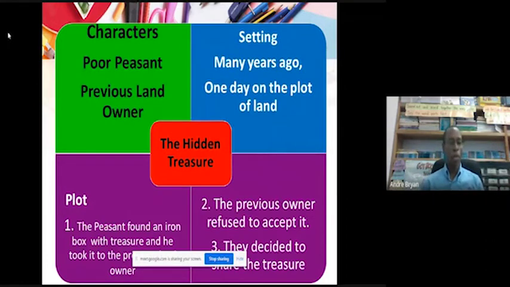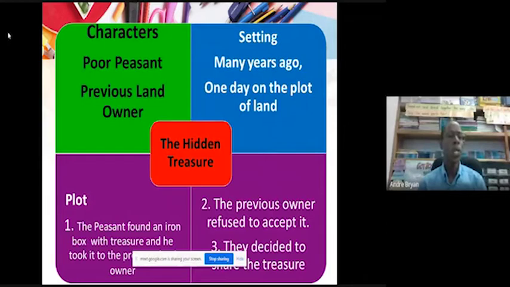So in the middle of the diagram, you see that we have the name of the story. And the name of the story is The Hidden Treasure. So we put that in the middle of our diagram. Now we also see that we have the characters listed. We can see the characters listed in the green box in the diagram. And who were the characters again? Of course, the characters were the poor peasant and the previous landowner.